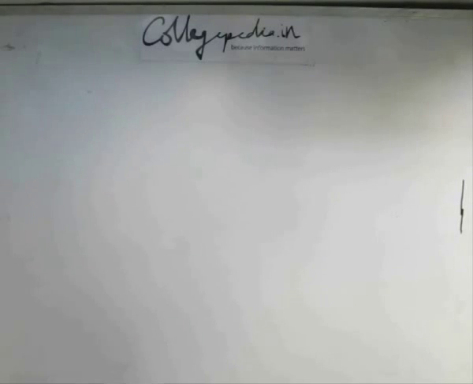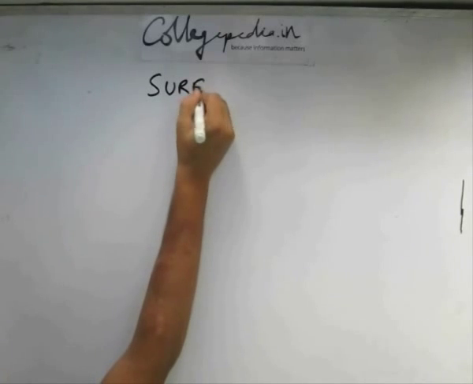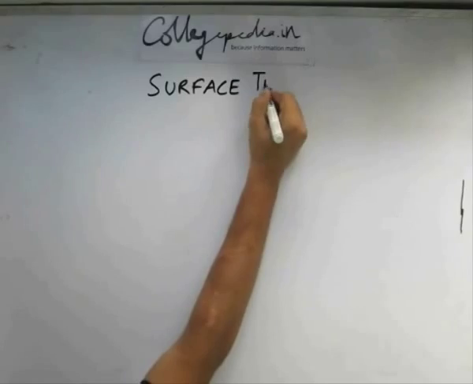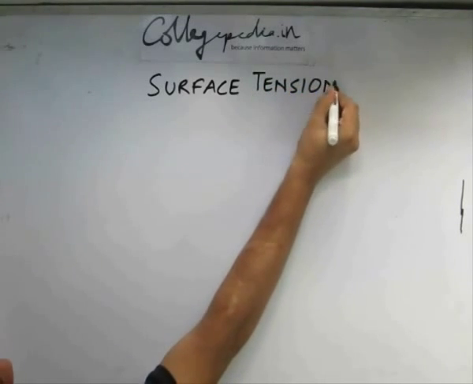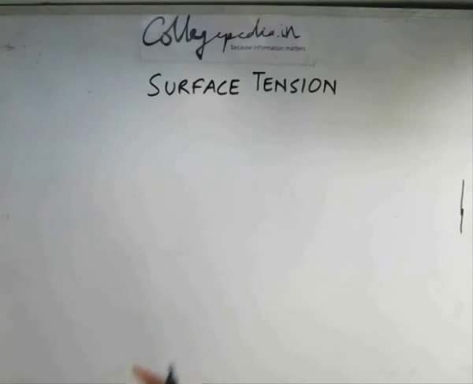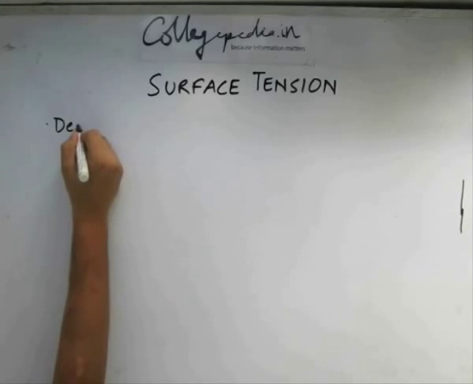Let us start with surface tension today. Surface tension is basically the force per unit length acting on an interface. So basically this deals with surfaces or interfaces.